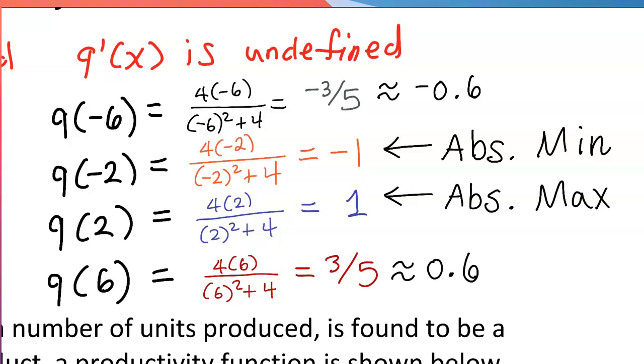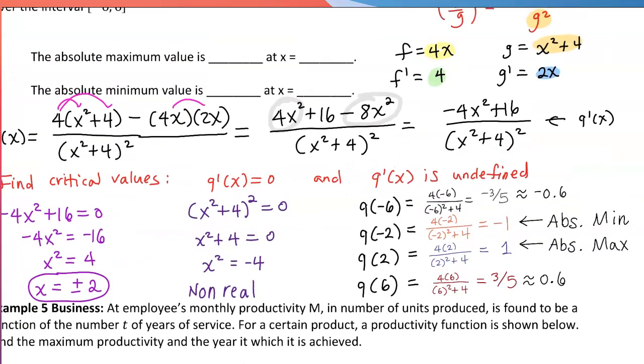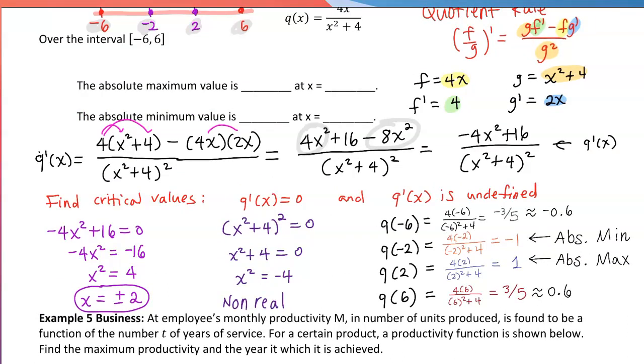So we found it. Let's go ahead and fill in these blanks. Absolute maximum value is positive 1, and this happens at our critical value of x equals 2. Absolute minimum value is negative 1, and this happens when x is equal to negative 2. At least our answers are the critical values, not the endpoints.